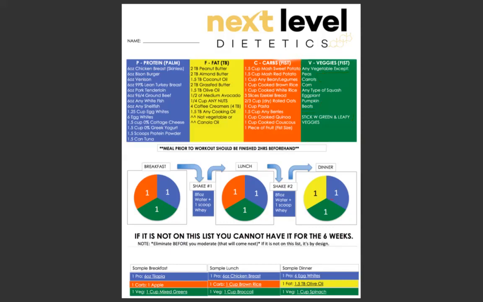You'll notice that down here, all of these meal plans contain a vegetable serving. What is a serving for a vegetable? Right up here it is listed. It is a fist size. So if you close your fist, that is a portion of vegetables.